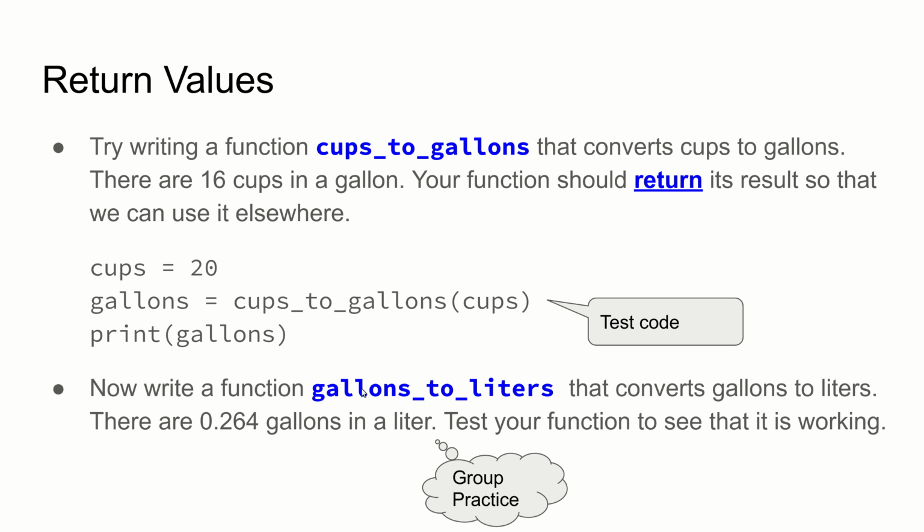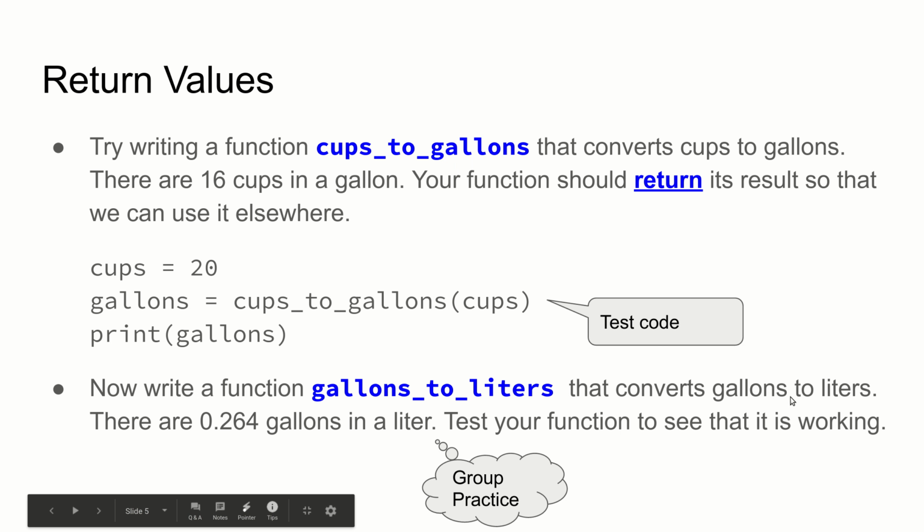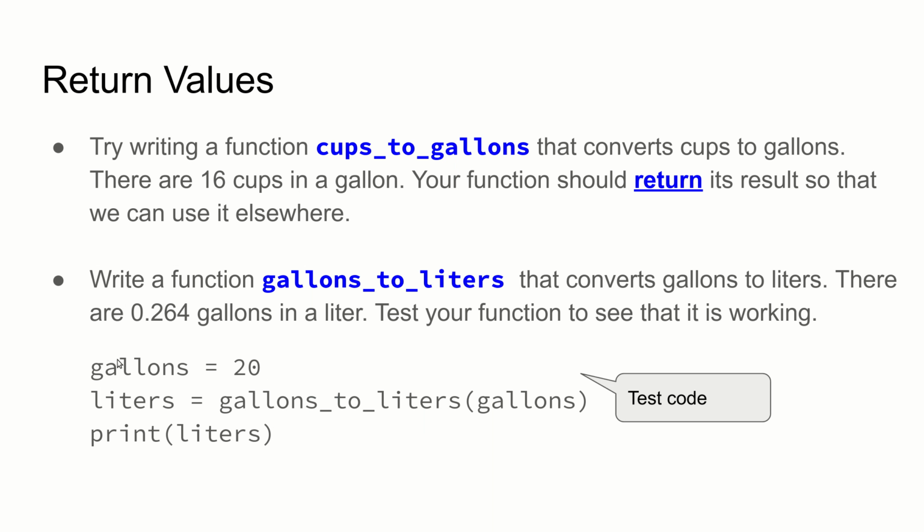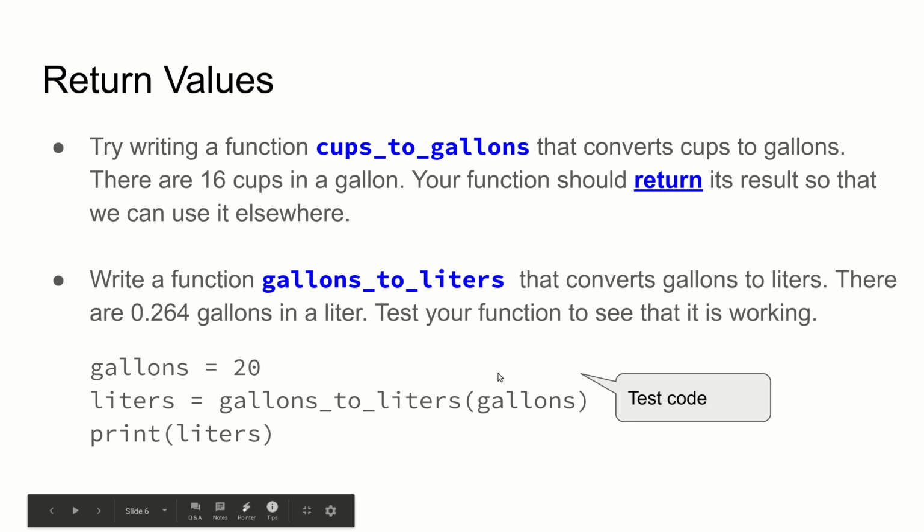Similarly, we could write a function, gallons to liters, and we'll leave this as an exercise in class or to do on your own. We'll see code for cups to gallons later, but you can try out gallons to liters, or we'll try it in class. It converts gallons into liters, and there are 0.264 gallons in a liter. So similarly, we could have some test code for it. Store some number like 20 as the number of gallons, and then we call gallons to liters with that number of gallons, and we store it as liters and print out that result, liters.